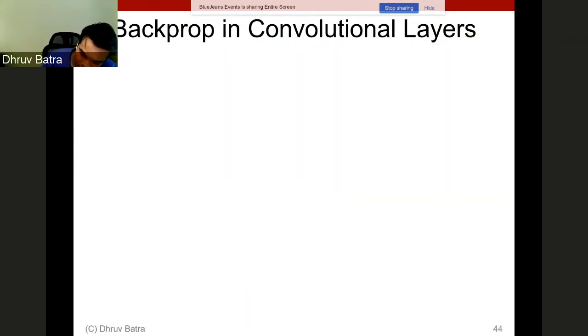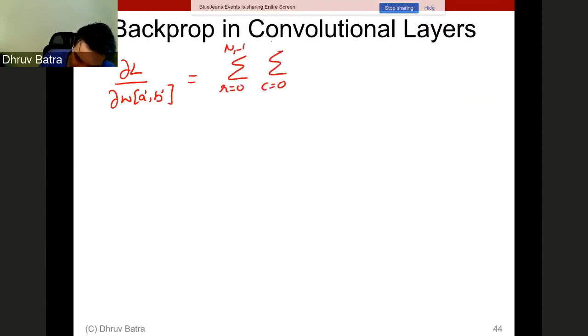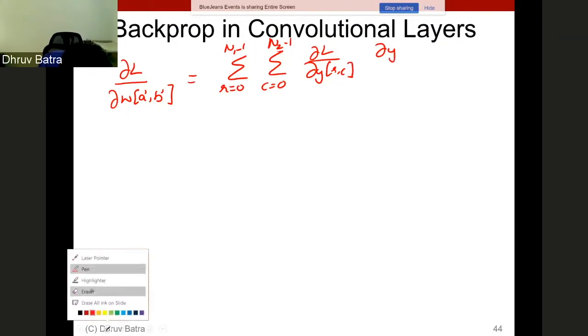So the partial of, all gone, everything forgotten. The partial of loss with respect to w a prime b prime. There's a summation over r equals 0 to n1 minus 1, a summation over c equals 0 to n2 minus 1. There was a partial of loss with respect to y at r c, and partial of y. Oh, I don't need to rederive it. Sorry, muscle memory.